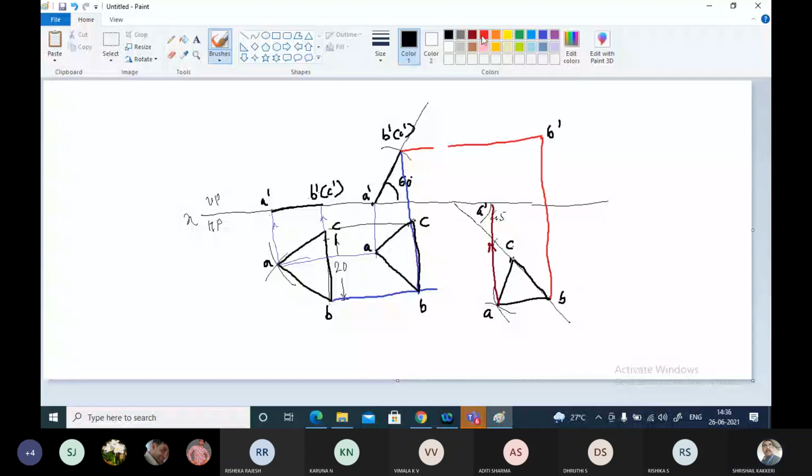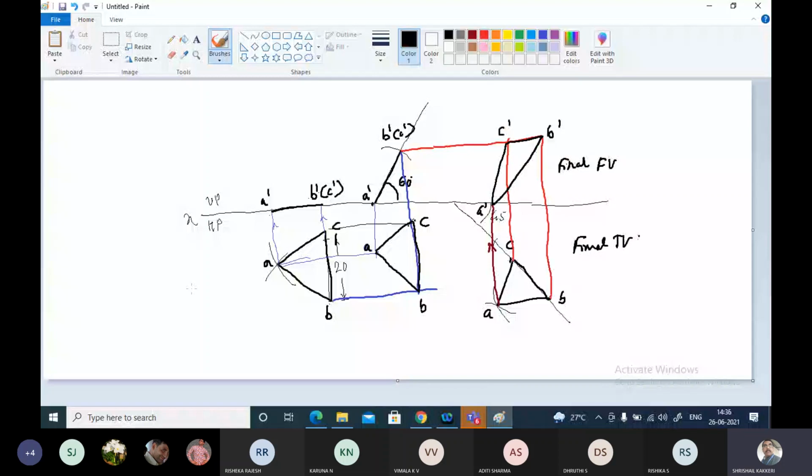Similarly, C on the same line, it is there. You can see that on the same line. So take C, and this will be point C, C dash. So join A to B, B to C, C to A. This is the final front view, and this is final top view.